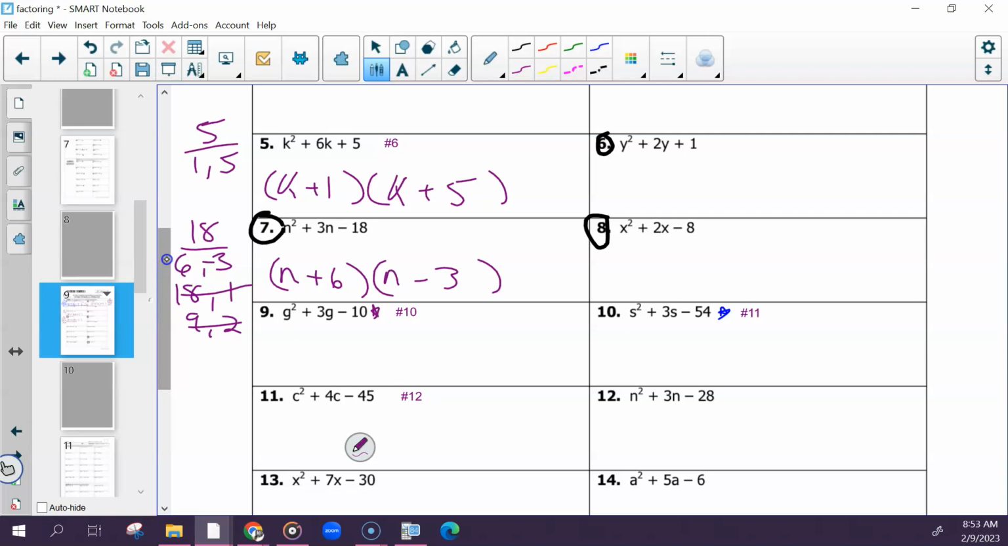Would it matter? Could you put n minus 3 first? Yeah, it doesn't matter. What you can't do is switch the signs of 6 and 3, because that wouldn't work. Like before, if these are both plus, and the C value is negative, one of your values is going to be negative, and the larger of the two is going to be the negative one, if you want to remember that as a rule.